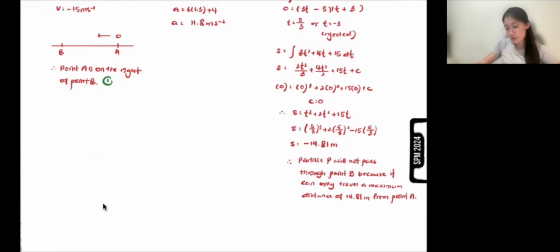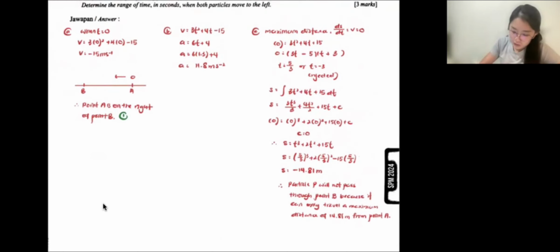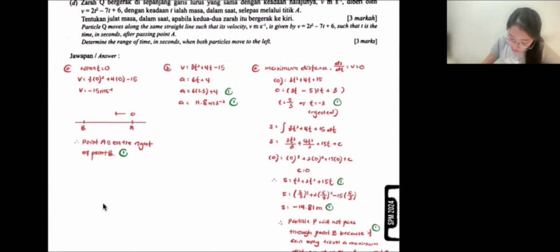Okay, must give justification, yeah? Okay, so just now B, you receive 2 marks here. And C, getting the time, you get 1 mark. And then getting S equation, you get 1 mark. Getting negative 14.81, 1 mark. Justification, 1 mark.